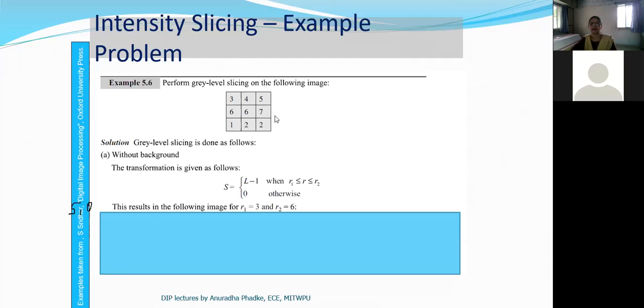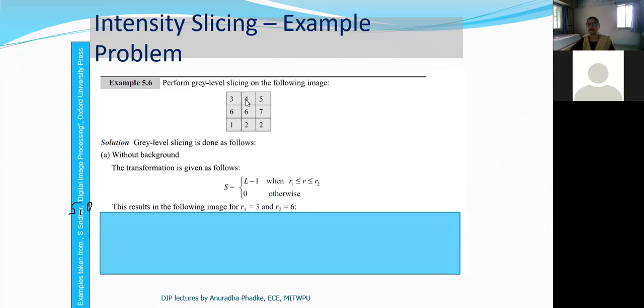So according to this equation for the given example, if your pixel value is in the range R1 to R2, you have to replace it by value 7. And if it is outside the range, you have to replace it by 0. In this example, R1 is given as 3, R2 is given as 6. We know this equation. Now just tell me what is the new value of the very first pixel. First pixel value is 3. As 3 is in the range 3 to 6, we have to replace it by 7.